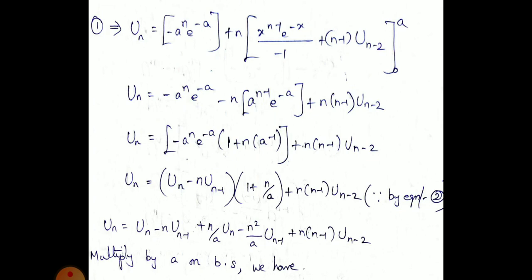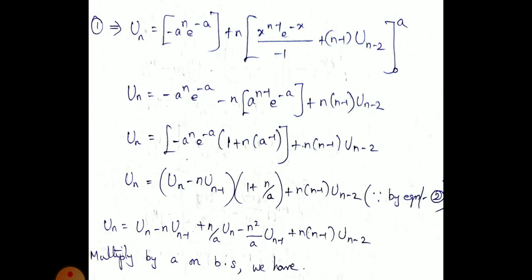this can be written using the second equation, u_n - n u_(n-1) equals -a^n e^(-a). So we substitute that value: -a^n e^(-a) can be written as u_n - n u_(n-1), by equation 2. And 1 + n a^(-1) can be written as 1 + n/a, since a to the power minus 1 goes to the denominator. So now u_n equals (u_n - n u_(n-1)) multiplied out: u_n - n u_(n-1) + (n/a) u_n - (n^2/a) u_(n-1), plus the last term n(n-1) u_(n-2).